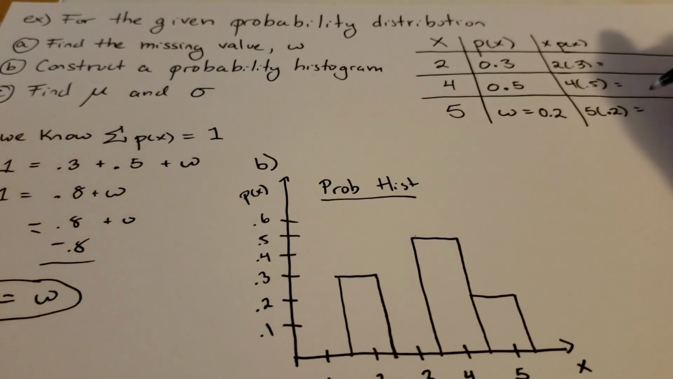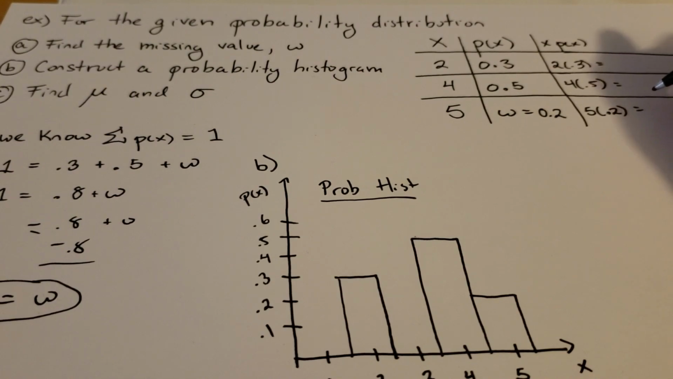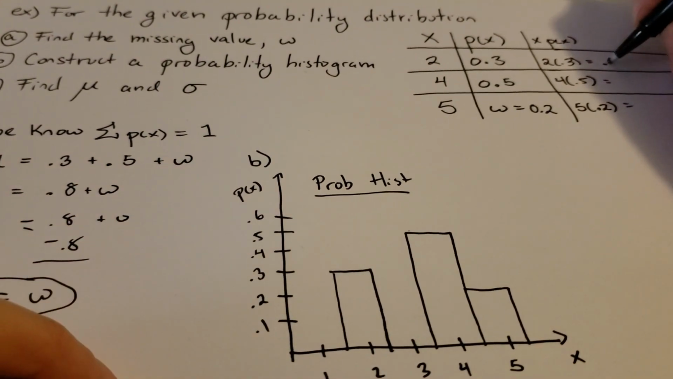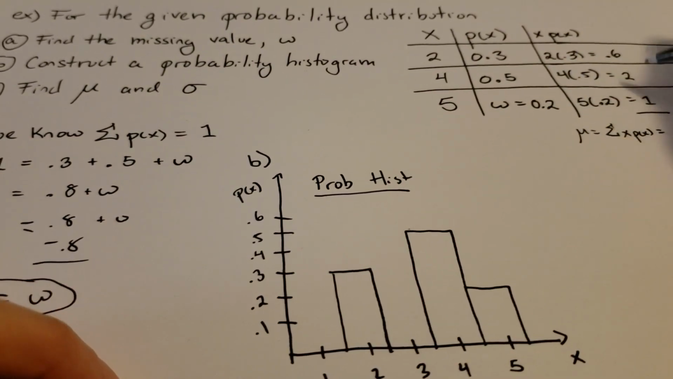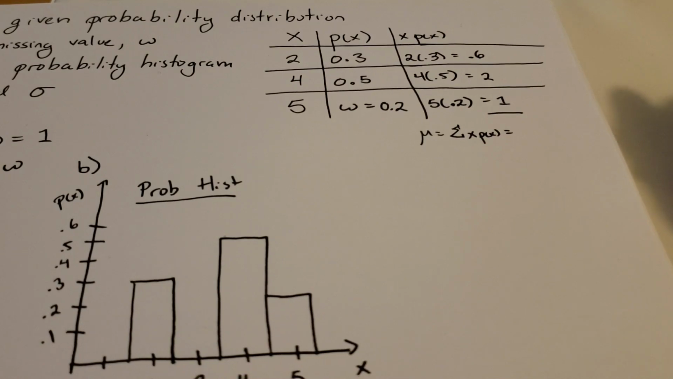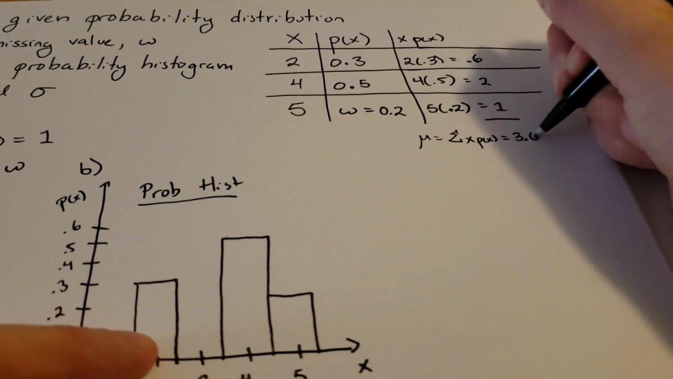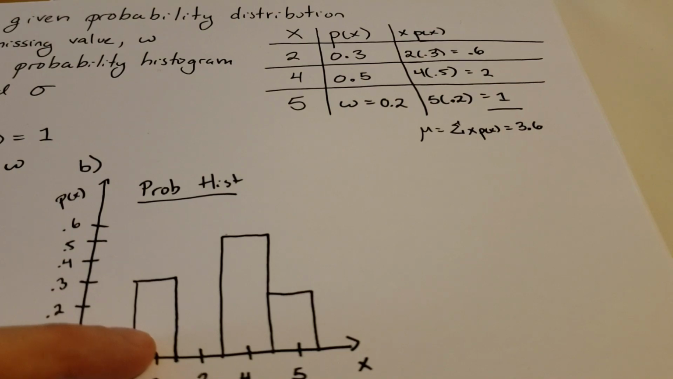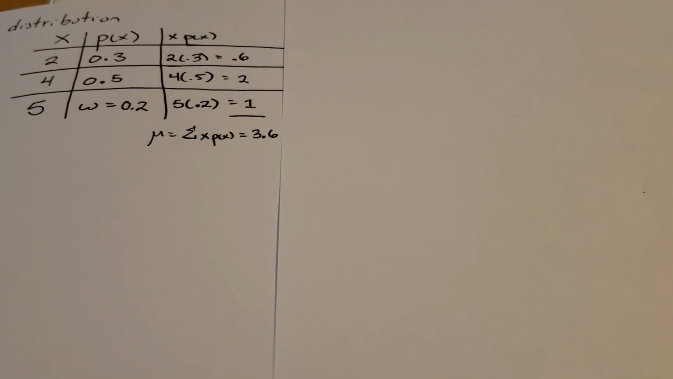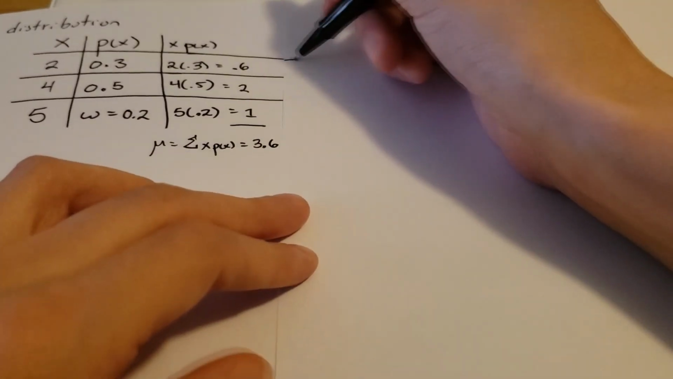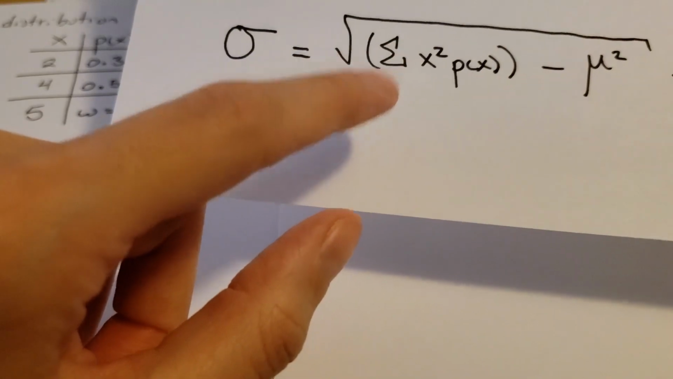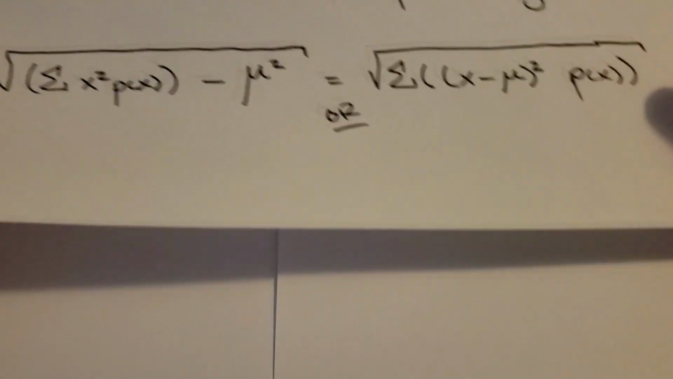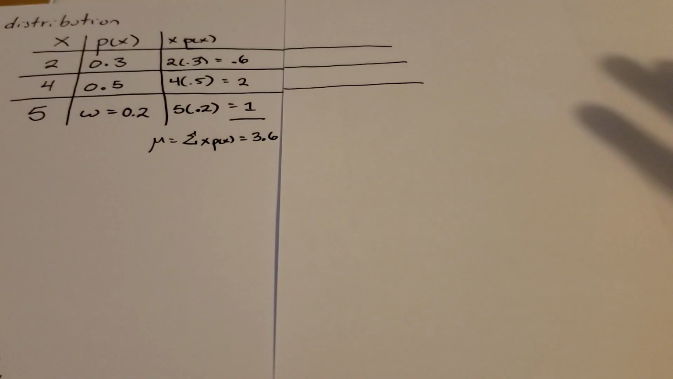And we end up with 0.6, 2, and 1. And the sum of these ends up being 3.6. Okay, so that's our mean. We have that answer. So now we want to find the standard deviation. So let's just extend this. I'll be finding the standard deviation using this formula, but you're also free to try and work it out using this formula. They'll both give you the same answer.